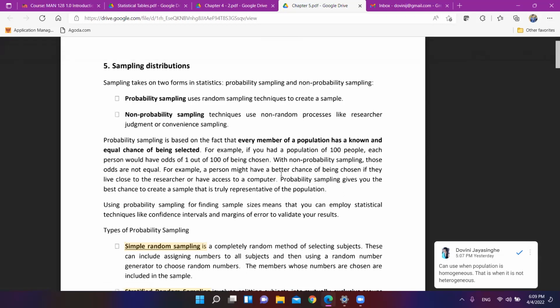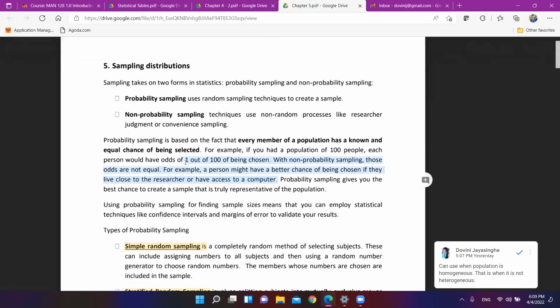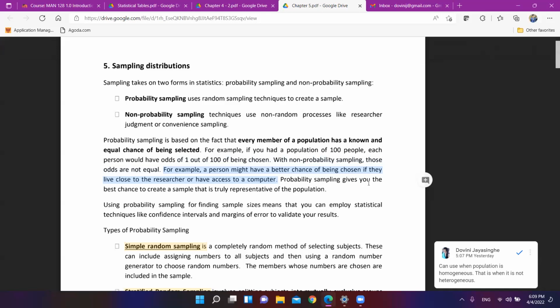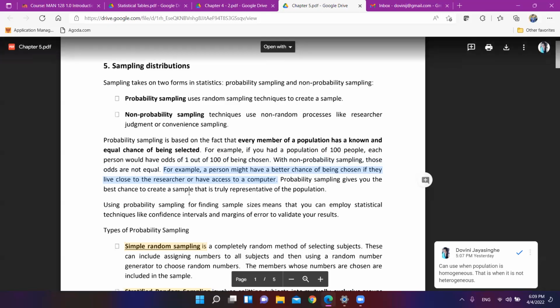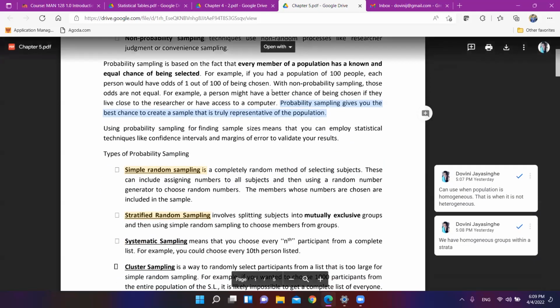For example, a person might have a better chance of being chosen if they live close to the researcher or have access to the computer, right? Probability sampling gives you the best chance to create a sample that is truly representative of the population. එහෙනම් අපි randomly යම්කිසි probability technique එකකට randomly pick කරොත් තමයි true representation එකක් එන්නේ population එක ගැන. නැත්නම් එන්නේ false information එකක්.